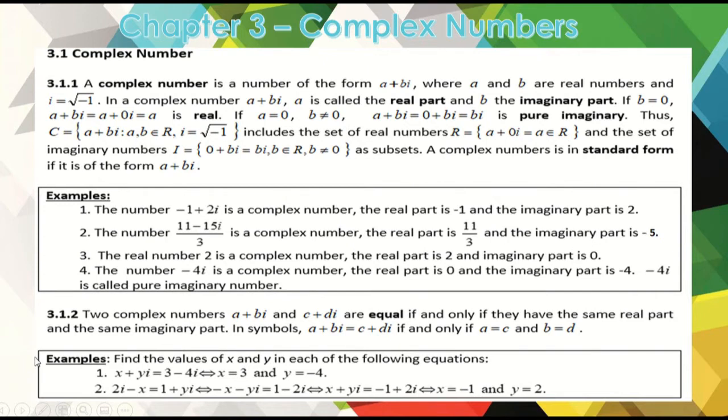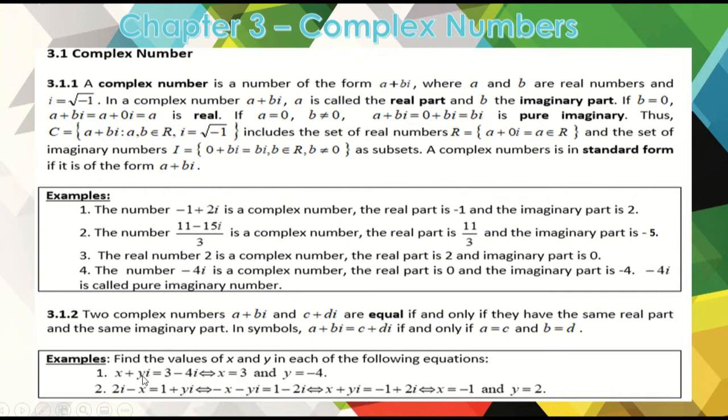So let us have some examples. Find the values of x and y in each of the following equations. So given this equation, number 1, x plus y times i is equal to 3 minus 4 times i. So, kung equal ni sila, so ang mahitabo, ang atong x is equal to 3.